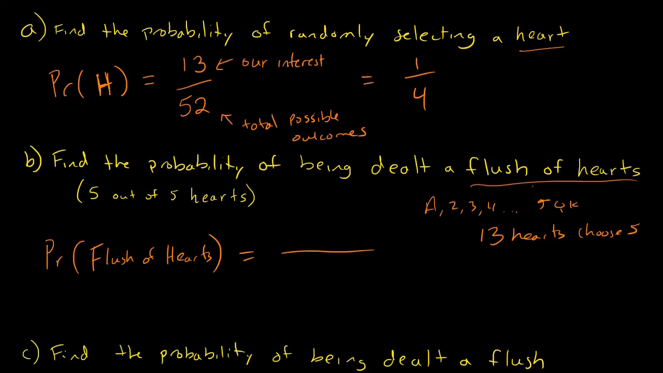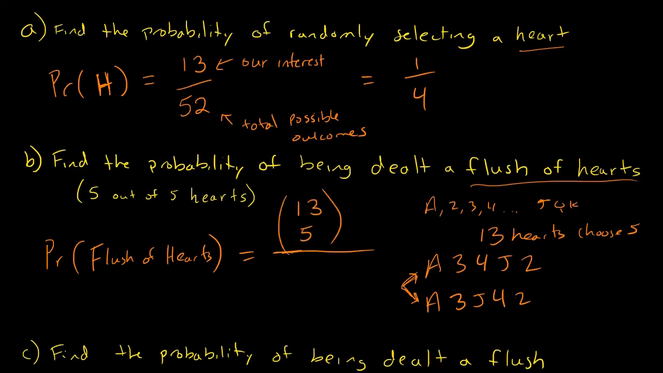So when you are dealt a hand of cards, does order matter? In other words, if I'm dealt an ace of hearts, a 3, a 4, a jack, and a 2 of hearts, is that the same thing as being dealt the same cards in a different order? Yes, of course. These are identical hands. In a hand of cards, the order that you were dealt those cards does not matter. That's why we know we're going to be using a combination.